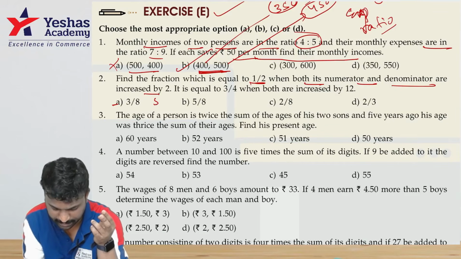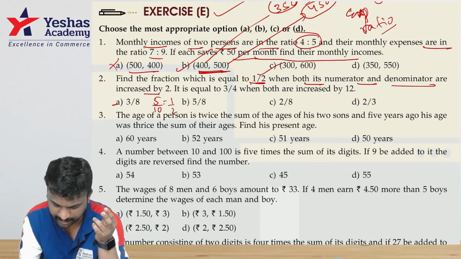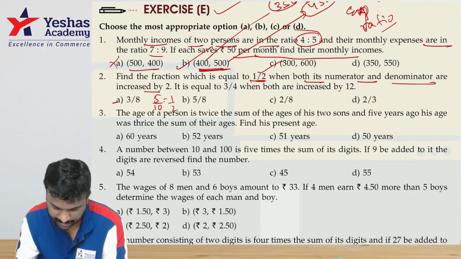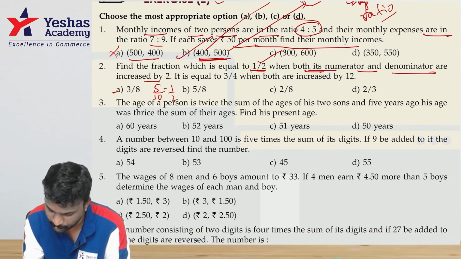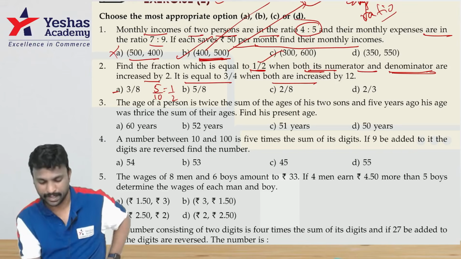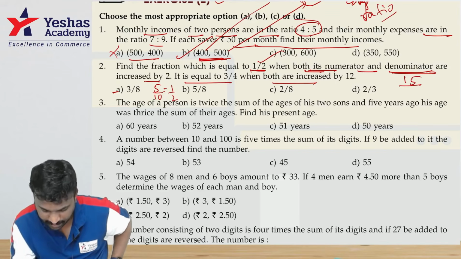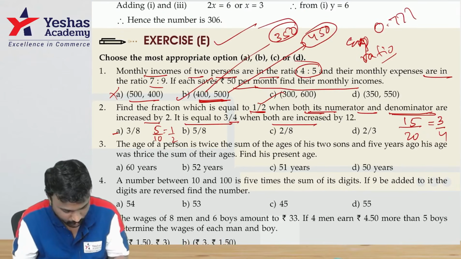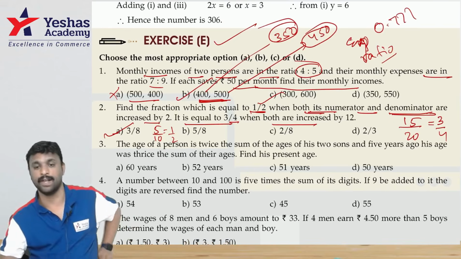That means 3 plus 2 is 5, 8 plus 2 is 10. So 5 by 10 is definitely 1 by 2. So the first condition is satisfied. And the second condition, what is it? It becomes 3 by 4 when both of them are increased by 12. Guys, 3 plus 12 is 15 and 8 plus 12 is 20. 5 threes are 15, 5 fours are 20. So it is becoming 3 by 4 only. Correct? That means option A itself is the right answer.